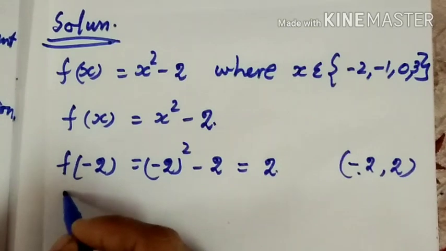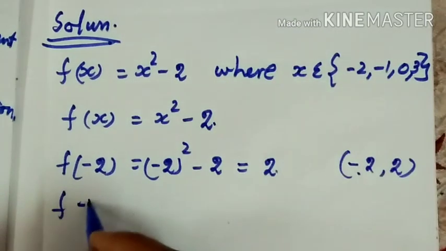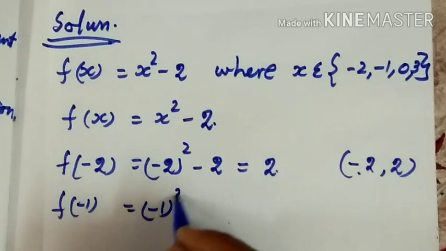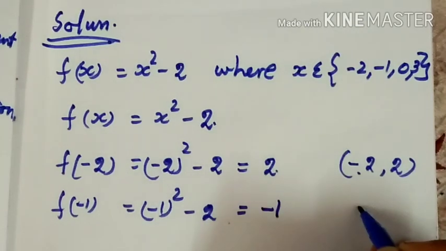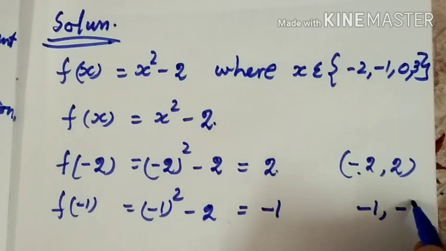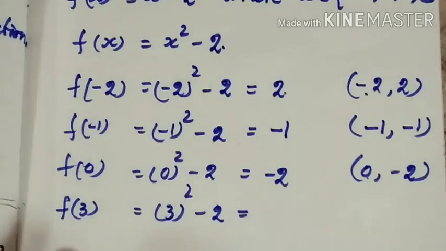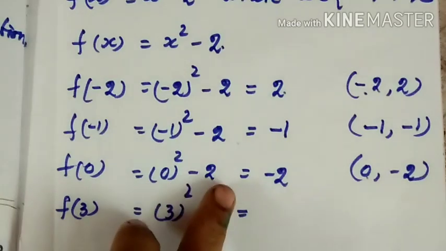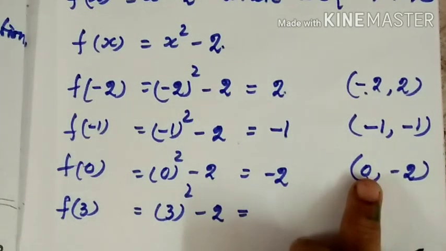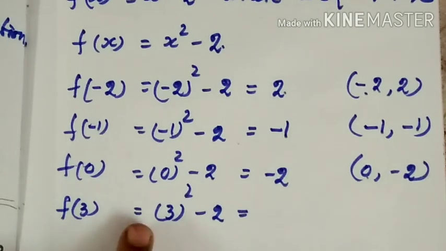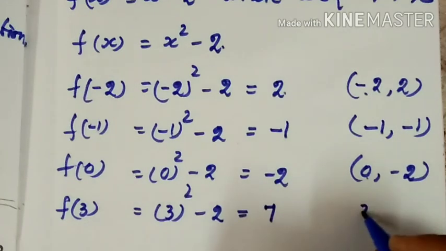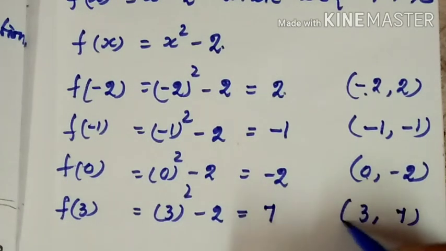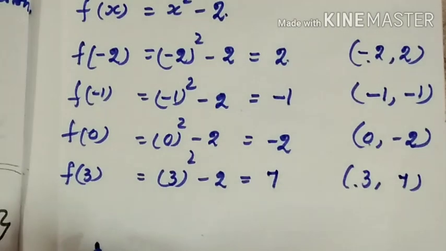Then f of the next element, f of minus 1, that is minus 1 the whole squared minus 2, equal to 1 minus 2 equals minus 1. Then the ordered pair is minus 1 comma minus 1. Then f of 0 equals 0 square minus 2 equals minus 2, so the ordered pair is 0 comma minus 2. F of 3 equals 3 square minus 2, then 9 minus 2 equals 7, so the ordered pair is 3 comma 7. Now you take down and write the elements of f.